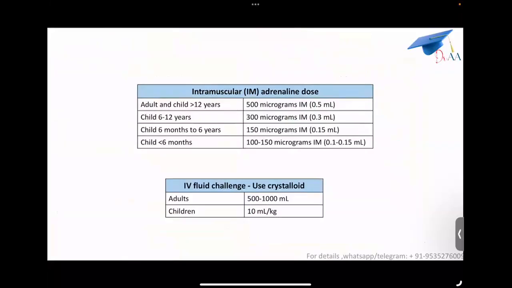Coming to doses, this is also important. You need to remember these doses. In adults or children who are more than 12 years of age, 0.5 mg. In the 6 to 12 years age group, 0.3 mg. 6 months to 6 years is 0.15. So you can see here, it is half of this age group. Then less than 6 months, you will be giving 100 to 150 mics.